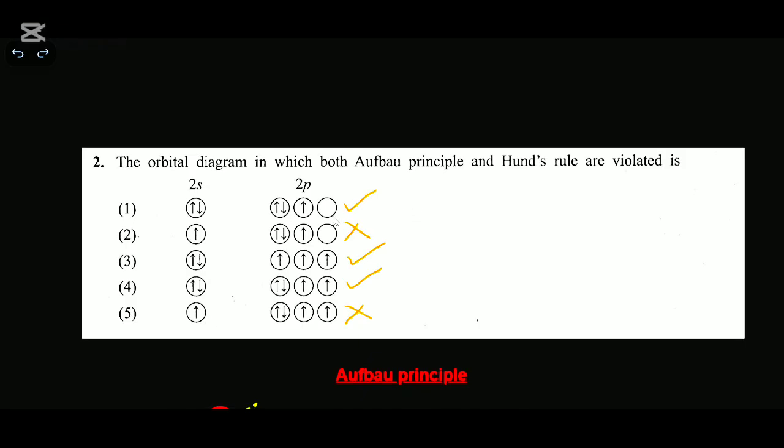We can see that the first answer violates Hund's rule as it didn't completely fill this empty orbital before pairing up. So this violates Hund's rule. The second answer also violates Hund's rule as there is a pairing up before filling up this empty orbital. We can see that the third answer is according to Hund's rule, and the fourth is also according to Hund's rule, and the fifth is also according to Hund's rule.